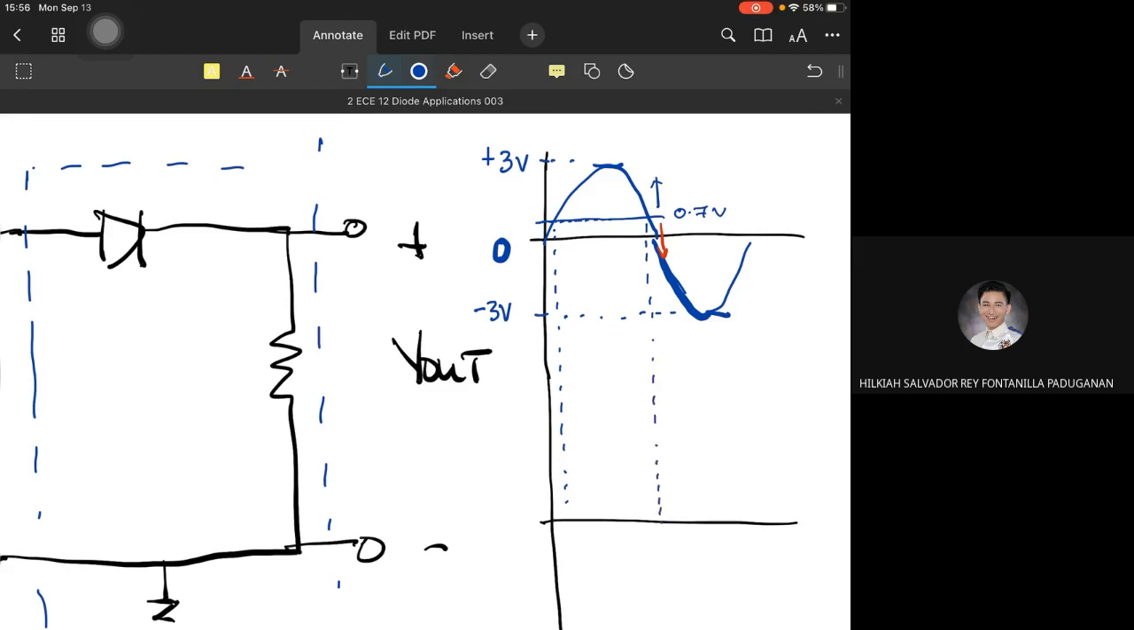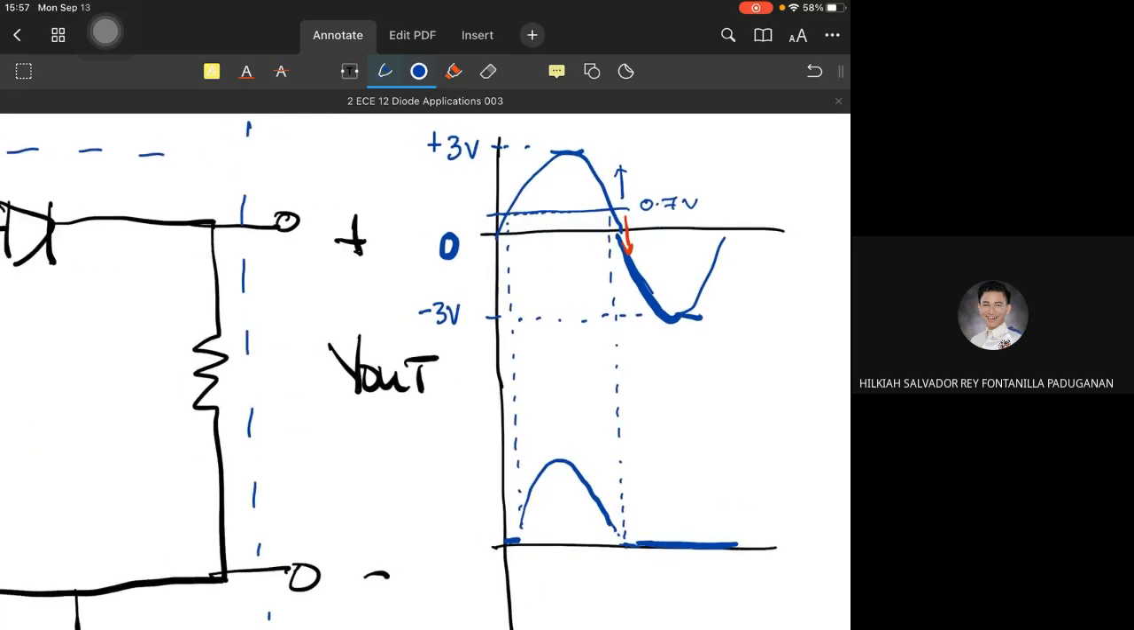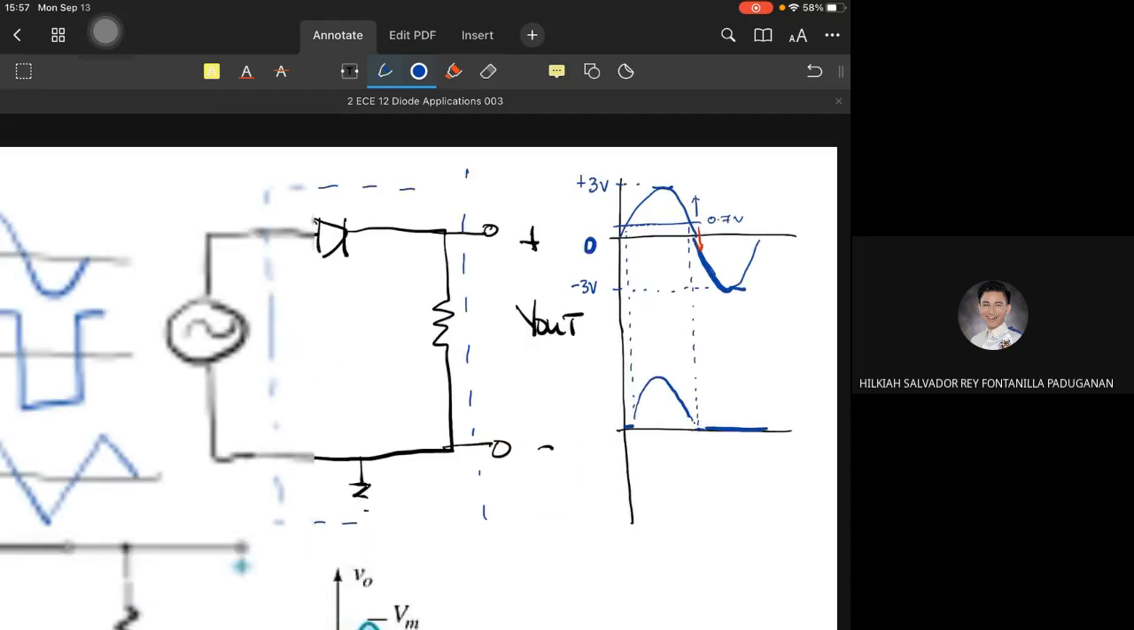It will block anything before 0.7, then pass through, then block the negative cycle. The whole negative cycle is also blocked. That's what the output signal will look like if it passes through a half-wave rectifier. Like so.